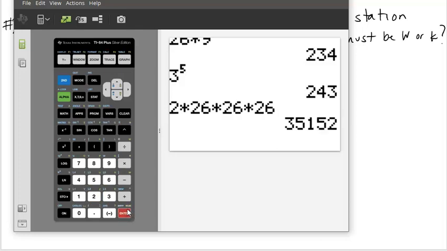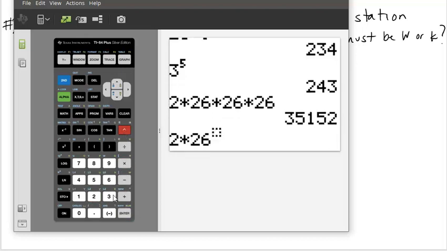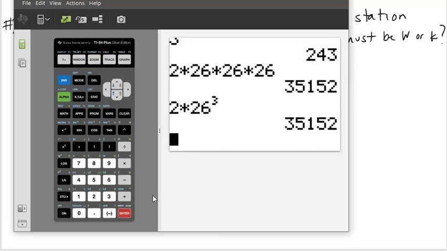So there are 35,152 options here. Or you could type 2 times 26 to the third power. The reason I want you to get used to the exponents is that if we have more than 3 options, like suppose there were 8 more spots there, the exponent's going to be a little more convenient. You're less likely to make a silly mistake by leaving out one of the factors or putting in an extra factor. So the exponents are kind of nice for that.